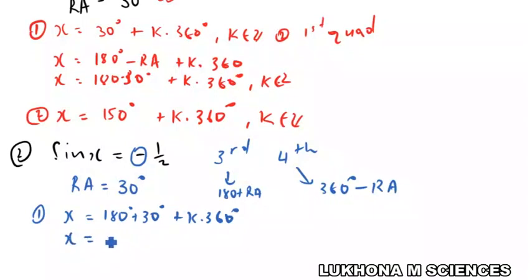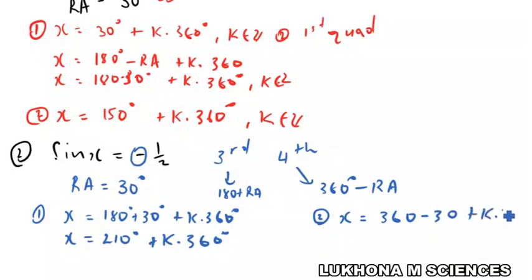Then the first solution will be equal to 210 degrees plus k times 360 degrees. That is the first solution. Then solution number 2 is on the fourth quadrant. Now we're going to say x is equal to 360 degrees minus 30, plus k times 360, where k is an element of integers. Then we get 330 degrees plus k times 360. That is the second solution. Then we are done with that one.